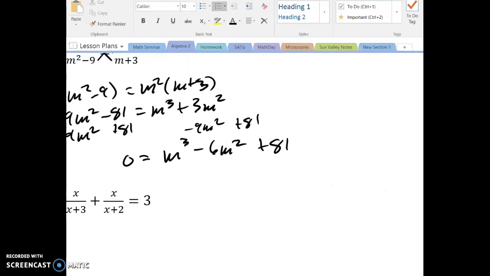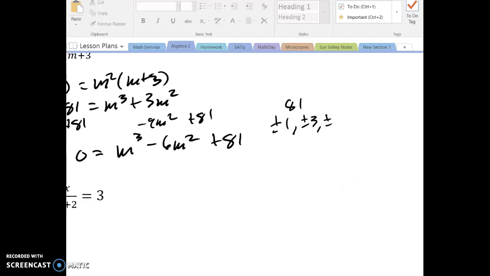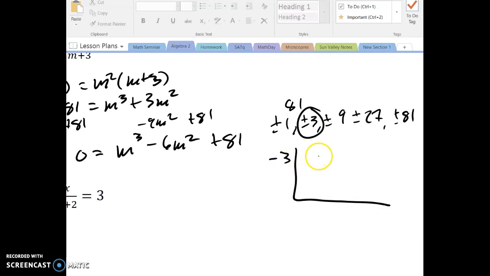Now remember, to solve this one, this is quite a hard problem, we're going to take 81 and find all the ways to get 81. So plus or minus 1, plus or minus 3, plus or minus 9, plus or minus 27, plus or minus 81. Then we're going to pick one of them and then try it using synthetic division or long division.